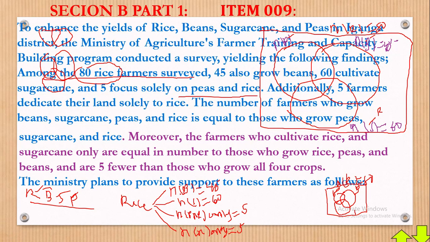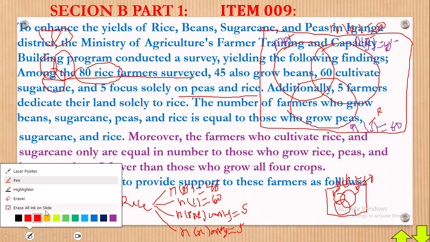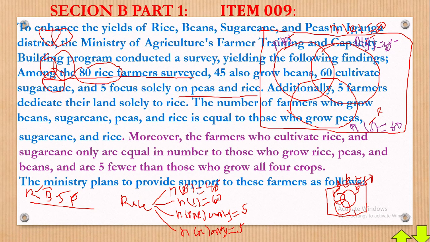Now let's say the number in B was 40. The number in beans was 45, so we have put it there. Now let's see. Now they say the number in P intersection R, the number of those who grow peas and rice only, is 5. But then there's something I want you to know.